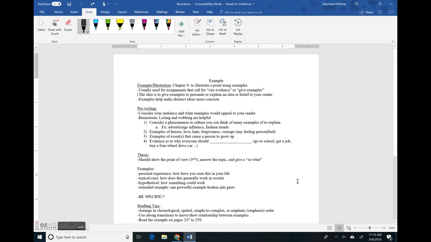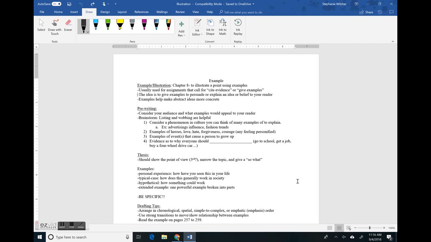Hi guys, let's talk about your next paper. This paper is called an example, or sometimes we call it an illustration paper, so you may have heard it called one or the other. This comes from chapter 8 in the Back to the Lake textbook, so be sure that you take a look through that chapter. That will be really beneficial to you.